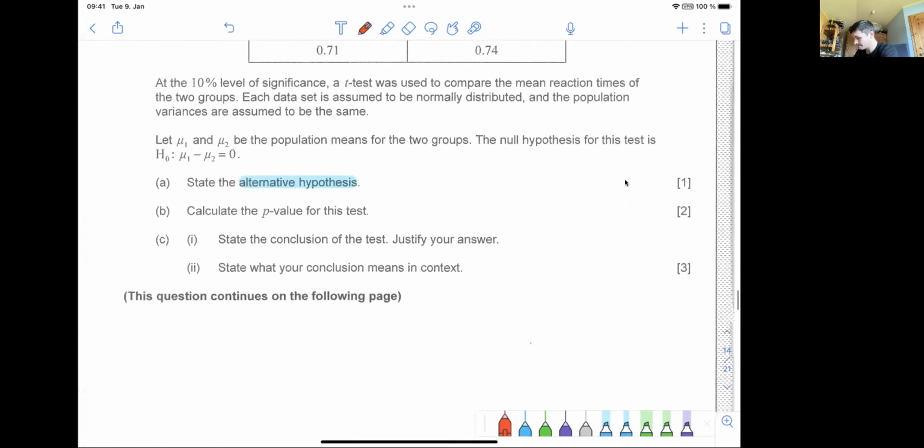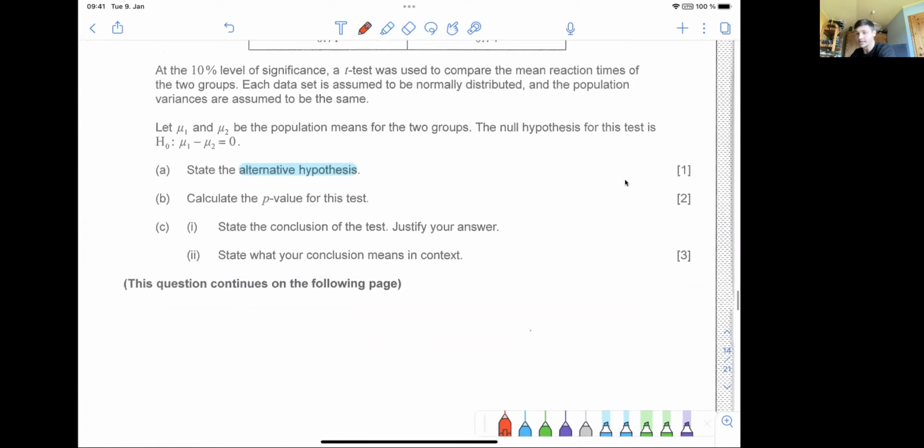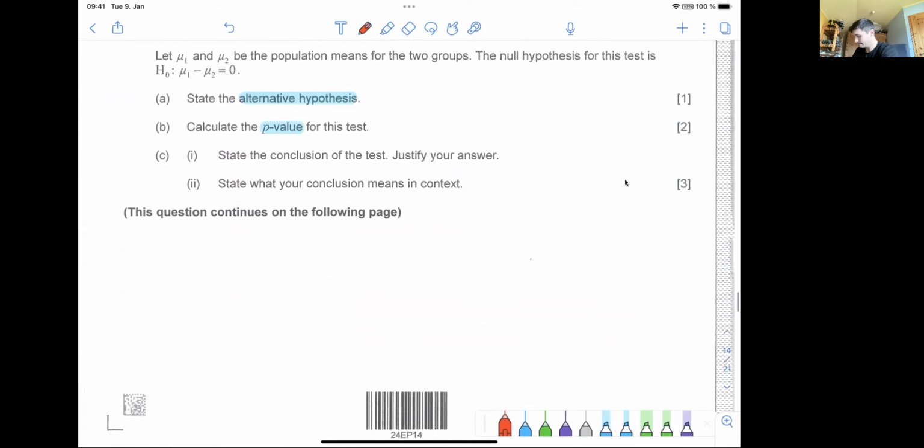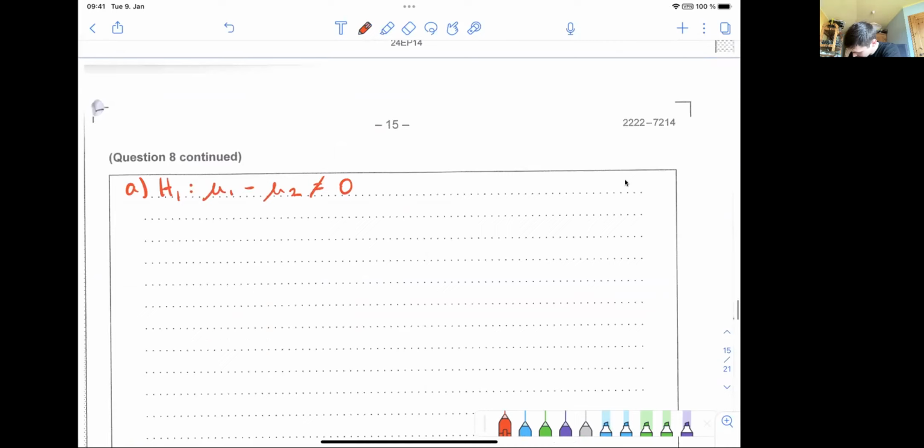Let's move on to part B. Calculate the p-value for this test. Your calculator is going to do the heavy lifting in this question. So you're going to need to know how to use the statistics section or mode in your calculator, how to make two lists in your calculator, and then specifically for this question, you'll need to know how to run a two-sample t-test in your specific calculator.